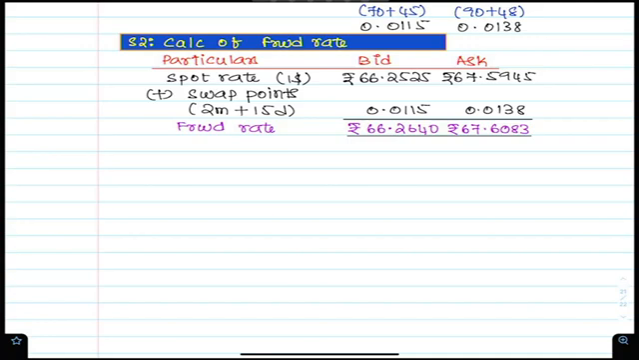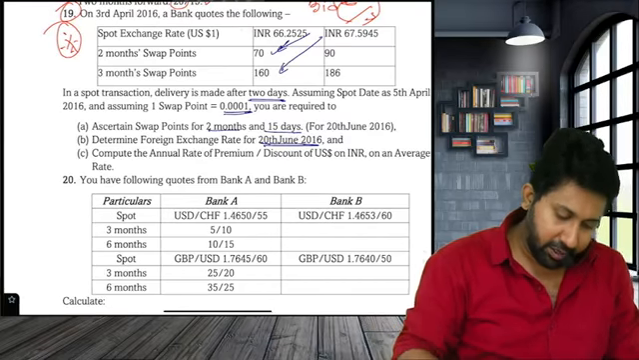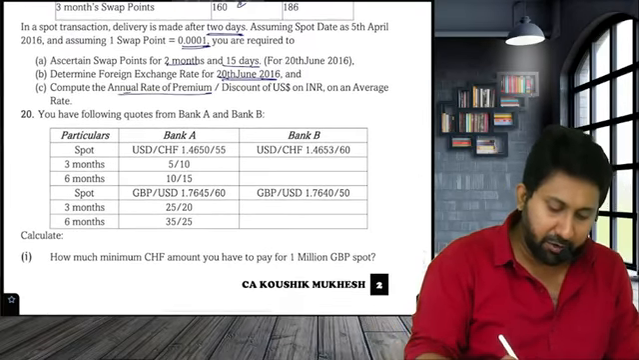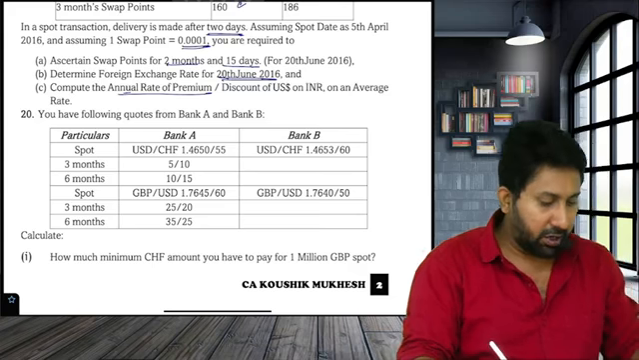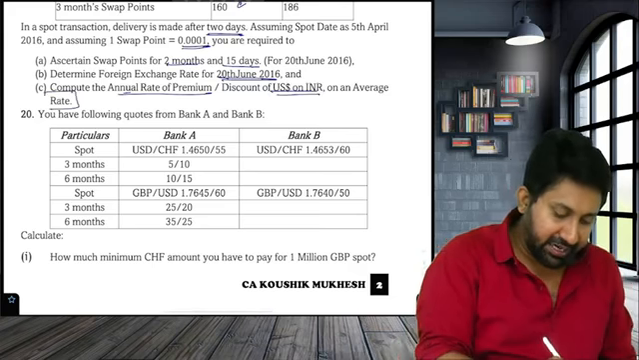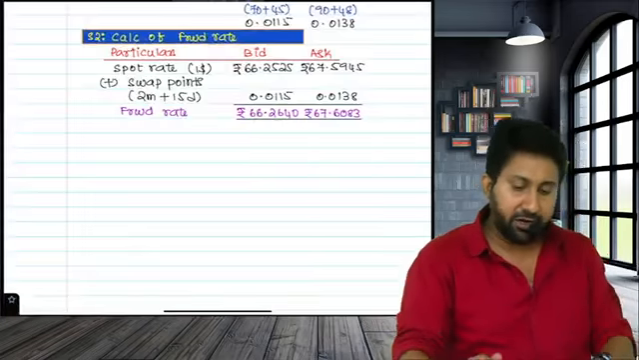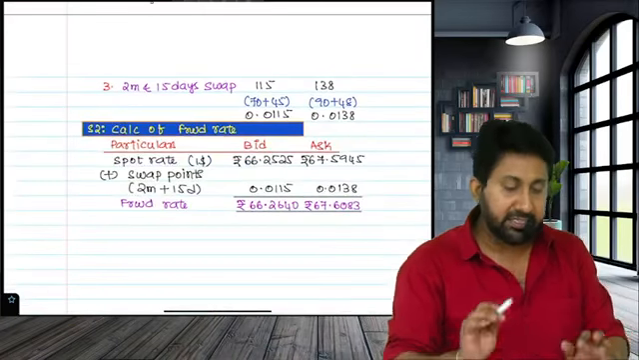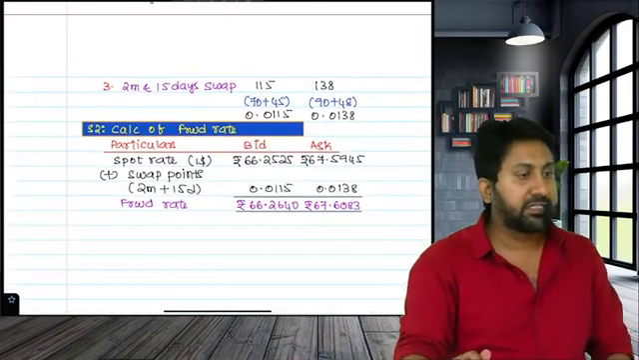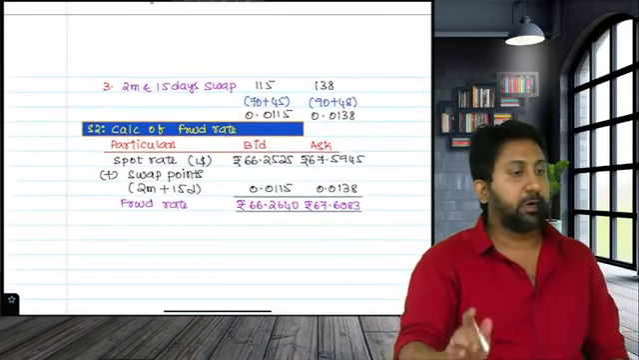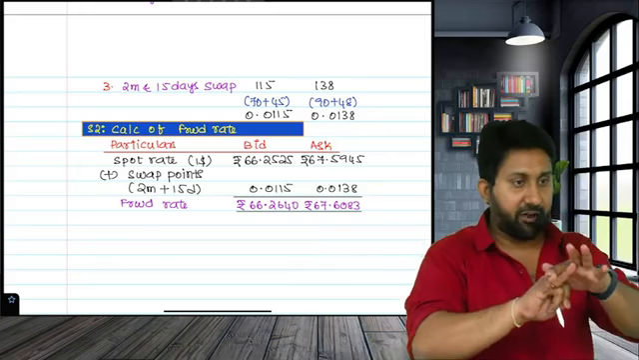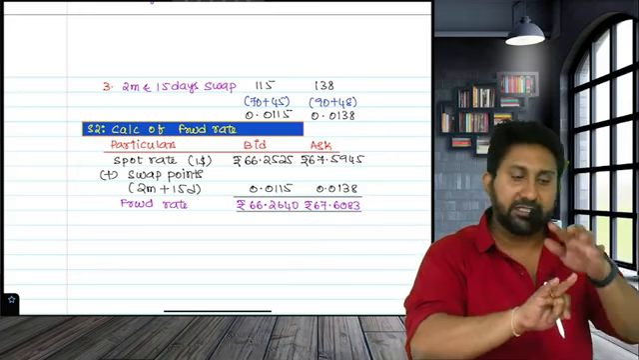Okay, next one. So the next question in the same point. See here what he is asking: compute annual rate of premium or discount of US dollar on INR on an average rate. Means what? If you observe, there are forward rate and spot rate. 66.2525 is the spot rate. 66.2640 is the forward rate. There is bid rate, there is ask rate. Ask spot is there, ask forward is there. Bid spot is there, bid forward is there.